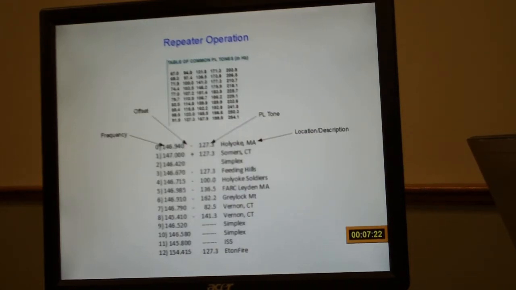Here's an actual table. I think 25 different PL tones. Below that, halfway down the screen, just happens to be my little list for local repeaters that I made up. I have the frequency, what's the offset, what's the PL tone, and where's it located. You need to know that, and I keep a little piece of paper in my car too, because I can't remember what all these PL tones are, or what frequency has what PL tone.